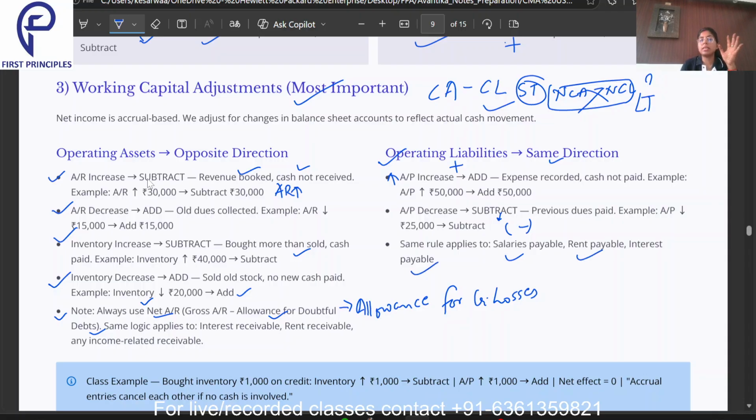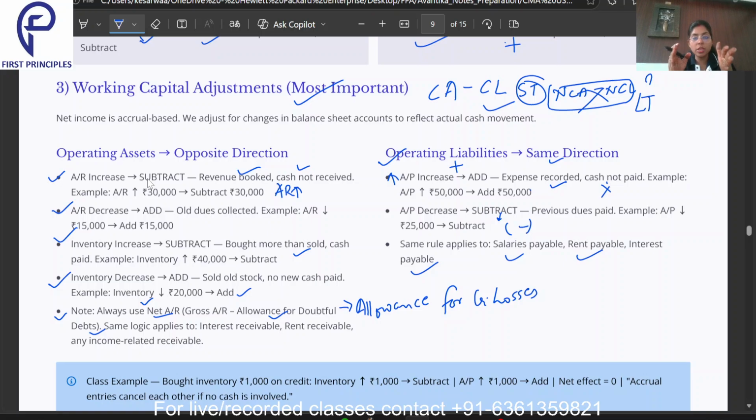So what is basically happening? If accounts payable is increasing, that means expenses recorded but cash not paid. Like the Netflix example I gave, this is the same thing, that we have recorded it on our books of accounts on 31st December, but I actually paid it on 10th of January. So expense has been recorded but cash is not paid. So that's why I'm going to add it back.